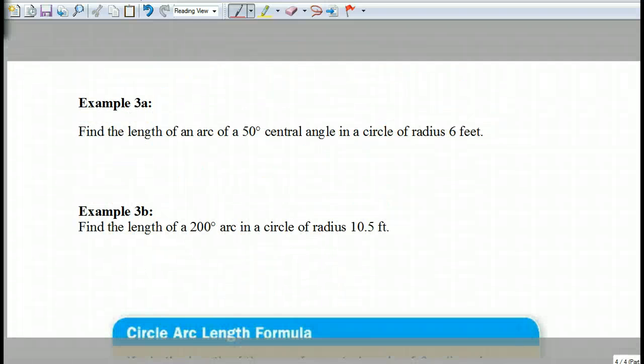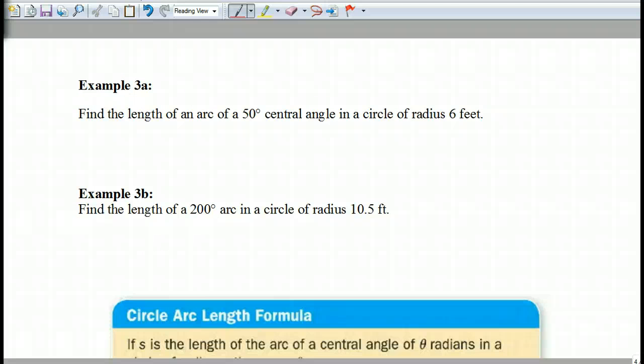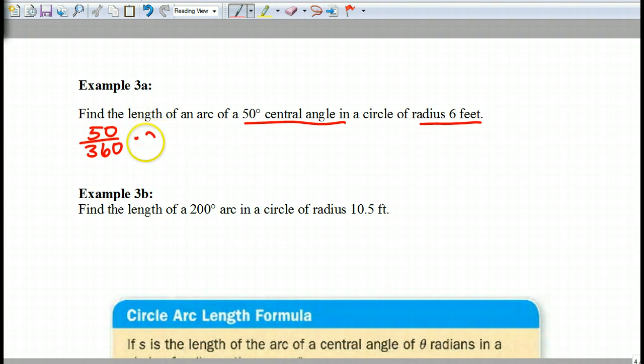We're almost done. All right, so we are going to find the length of an arc of a 50 degree central angle in a circle with a radius of 6. Now we're not dealing with a unit circle. Now we are dealing with a circle that has 6 in its radius. So first thing we need to do is find out the portion of the circle that we're dealing with. So we're going to take 50 divided by 360. Then we're going to multiply that by the circumference of the circle. So that's 2 pi r, correct? So it'll be times 2 times pi times 6, because I'm replacing that r by the radius of 6.